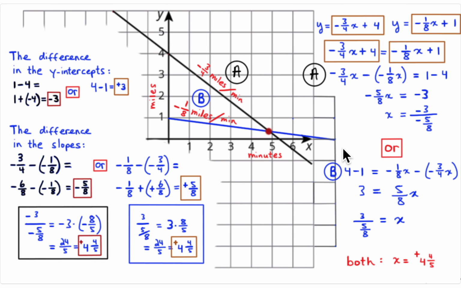The reason for doing this is just so that you can see you can solve this problem from two different points of view, working with negative 3, negative 5/8 to get to 4 4/5, or working with positive 3 and positive 5/8 to get to that same positive 4 4/5 minutes in this case.